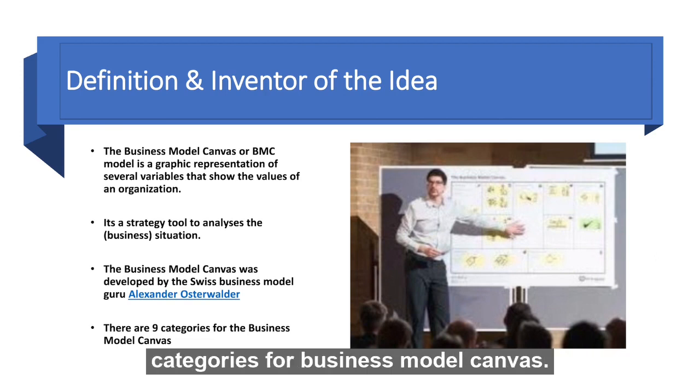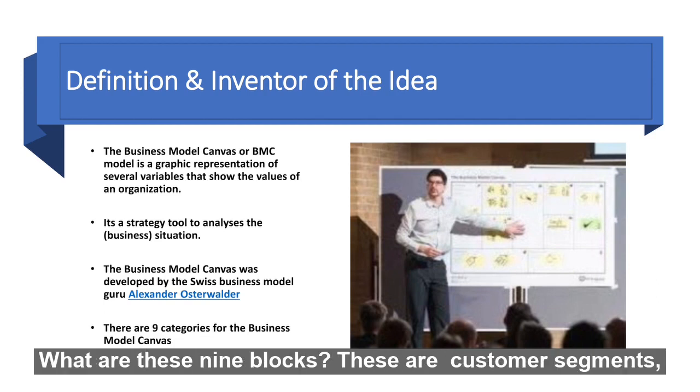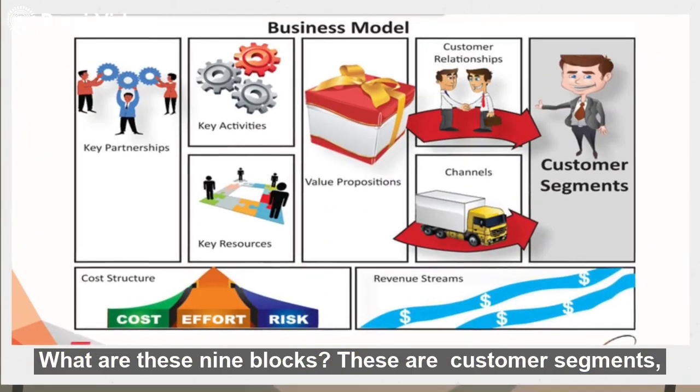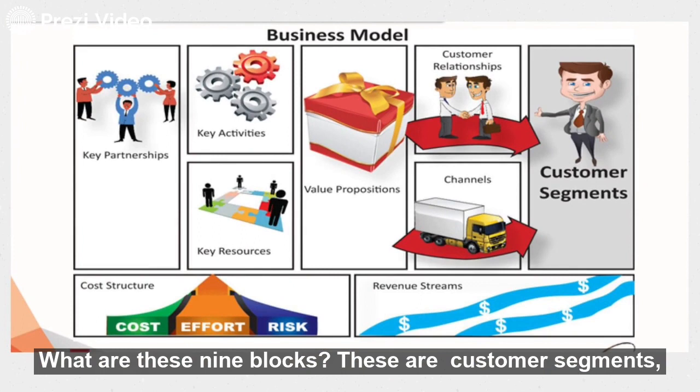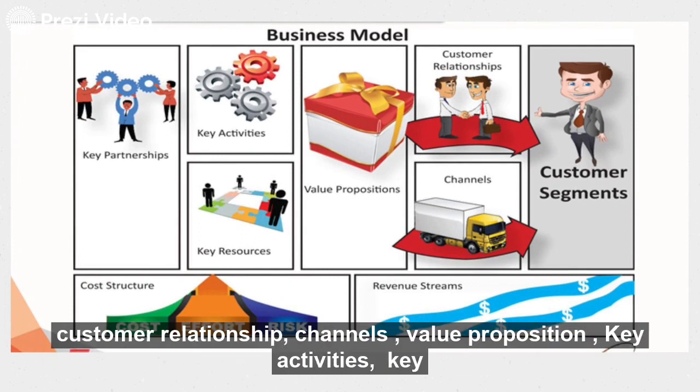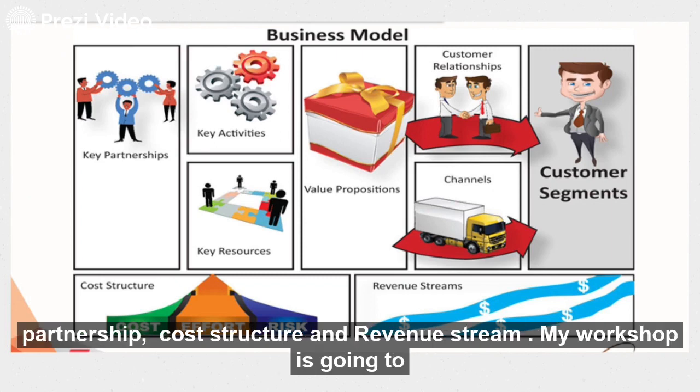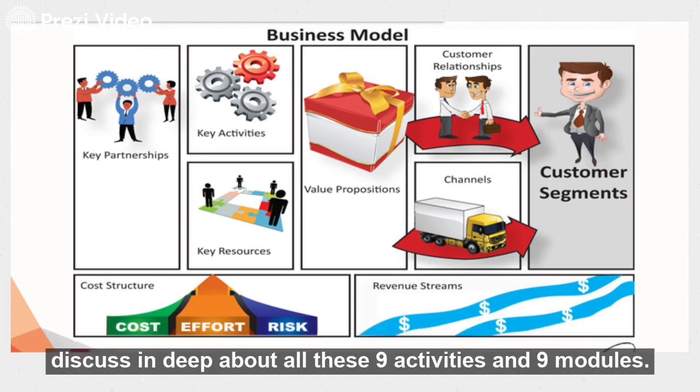And there are 9 categories for business model canvas. What are these 9 categories? Customer segments, customer relationship, channels, value proposition, key activities, key resources, key partnership, cost structure, revenue streams. So my workshop is going to talk in depth about all these 9 activities and 9 modules.